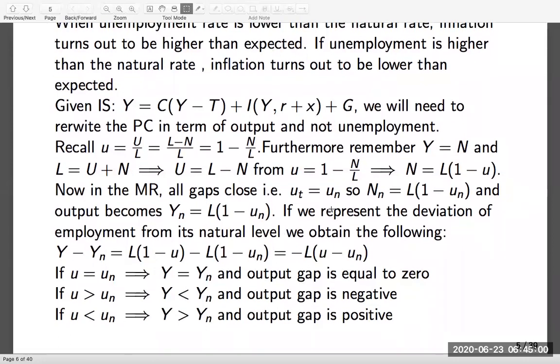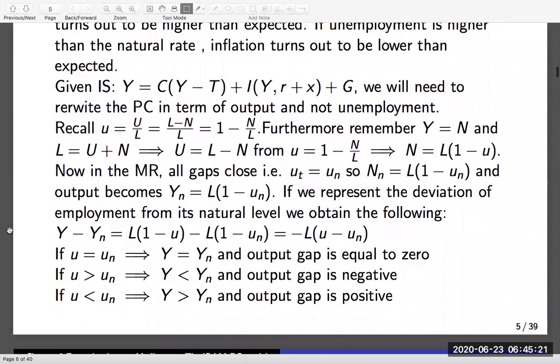If we represent the deviation of the employment from its natural level, we obtain the following. So from this equation, I am going to say Y minus this. So Y, subtract Y from both sides. So if you take this and that, you get that Y, the deviation, is equal to minus L times U minus UN. So what does it mean?